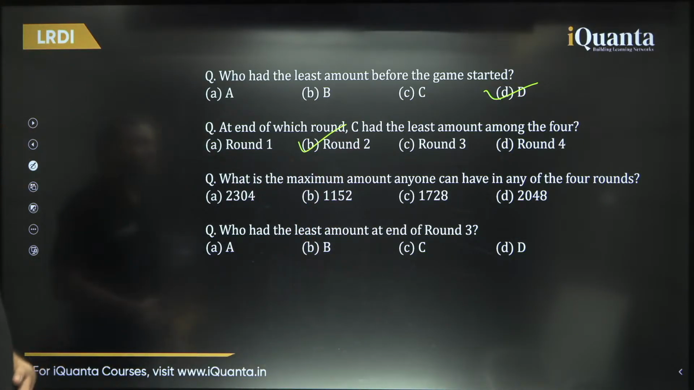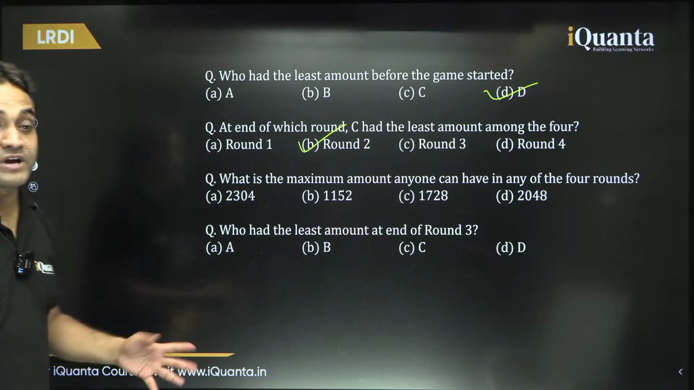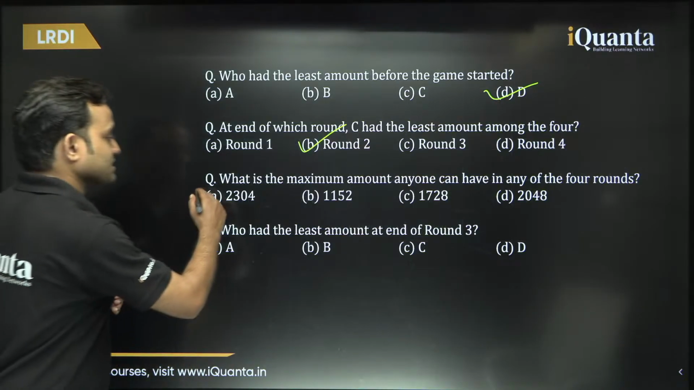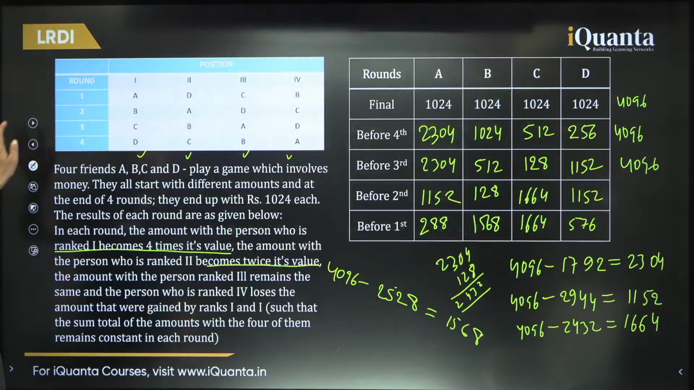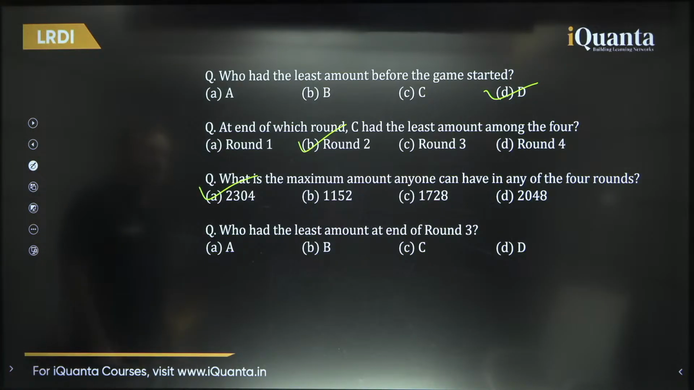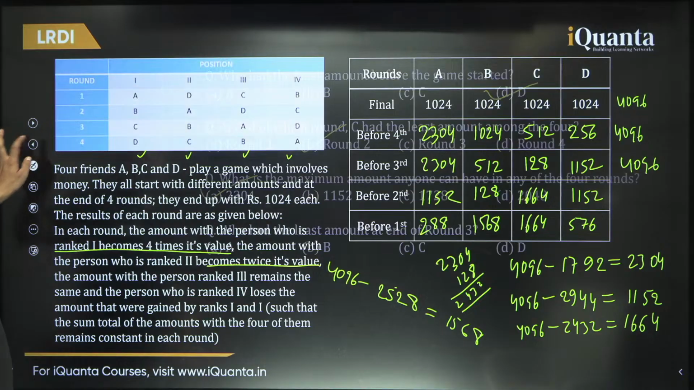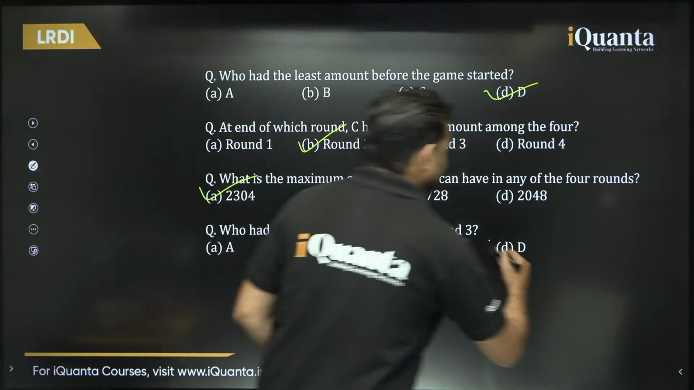What is the maximum amount anyone can have in any of the 4 rounds? Maximum amount 2304. So our answer is option A, 2304. Then the last question says who had the least amount at the end of round 3? At the end of round 3 means before round 4, it was D. So our answer is option D.